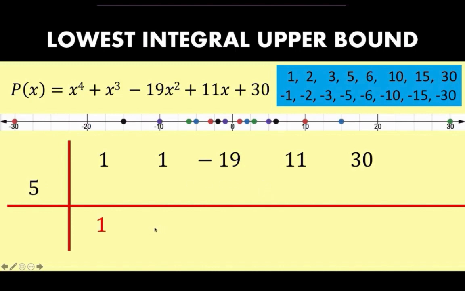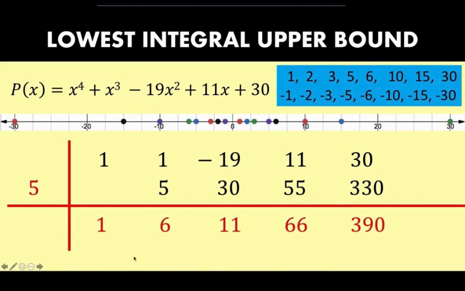Let's bring down 1, multiply by 5 to get 5, get the sum of 1 and 5 to get 6, multiply by 5 to get 30, then add to get 11, multiply by 5 to get 55, get the sum to get 66, and multiply by 5 to get 330, and finally get the sum to get 390. Look at the signs of our numbers in the last row. You have positive 1, positive 6, positive 11, positive 66, and positive 390. All of them are positive numbers. Because these are all positive, our conclusion is 5 is an upper bound.